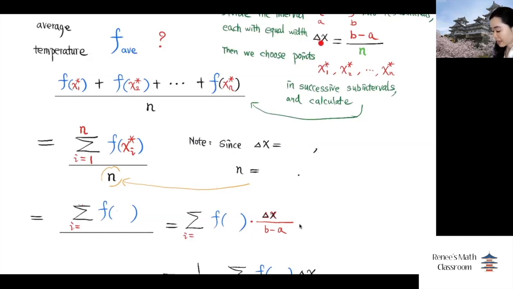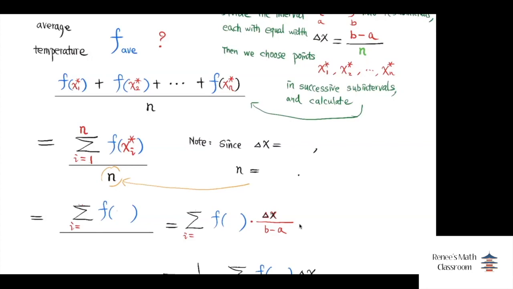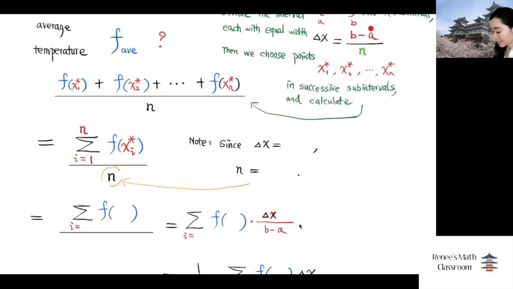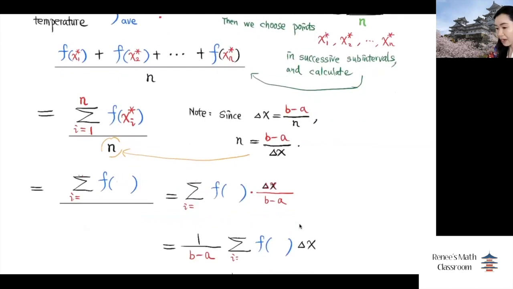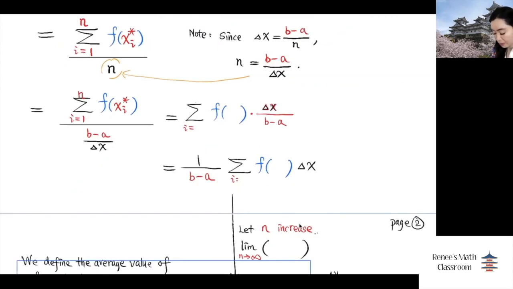Delta x and n are related this way. So b minus a over delta x? Yes, that will be b minus a over delta x, right? Delta x is b minus a over n, and if you solve for n, that will be b minus a over delta x. And now we can replace this n here by b minus a over delta x.